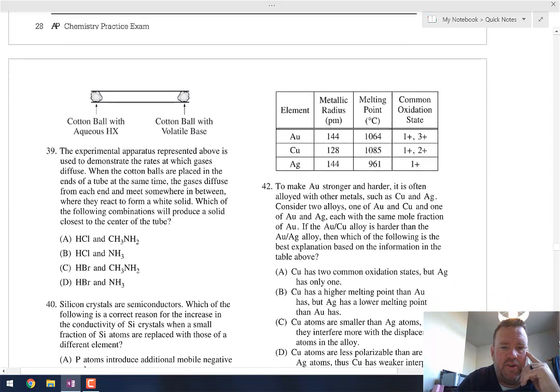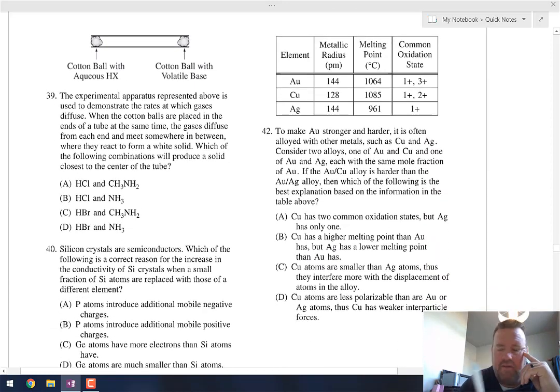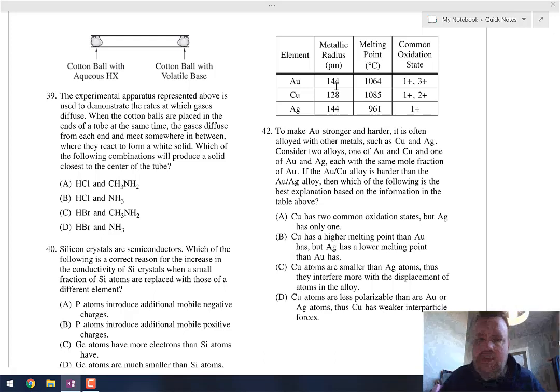Okay, question number 39 is a very easy but very hidden question about effusion. Effusion, remember, is how fast gases travel through the air, kind of like effusion. Sorry, that's diffusion. Diffusion is how fast, like cologne, the smell of cologne spreads out. Effusion is how fast something escapes out of a tiny hole. So in this case, this is a diffusion process.